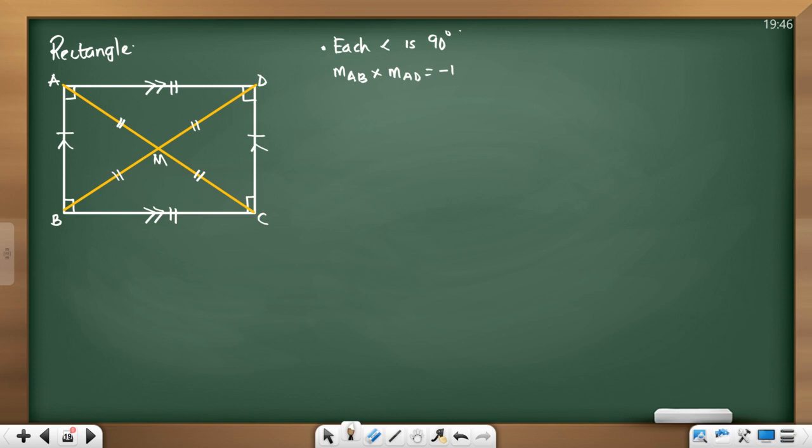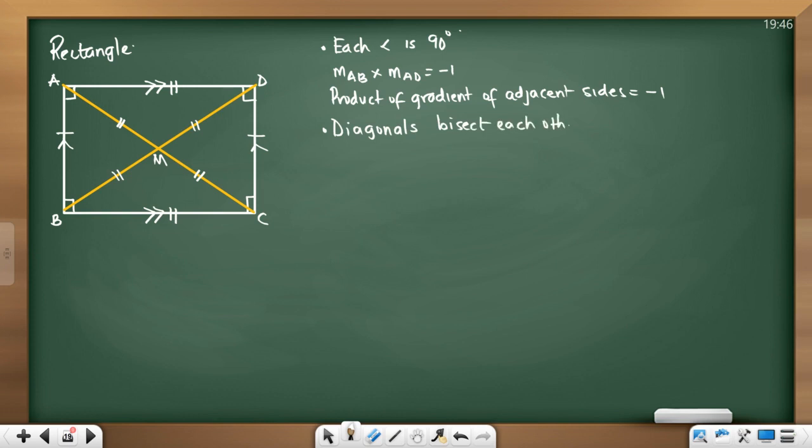So the product of the gradients of adjacent sides is equal to negative 1. The diagonals bisect each other and are equal in length. We know the general rules of a parallelogram, so I'm not going to be repeating that. Opposite sides are parallel, and equal in length. That is very, very important. So I'm just looking at the unique things now about a rectangle.